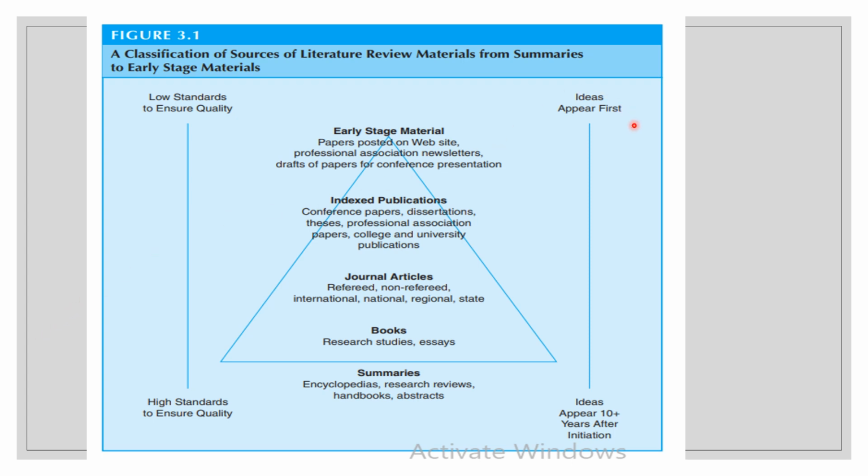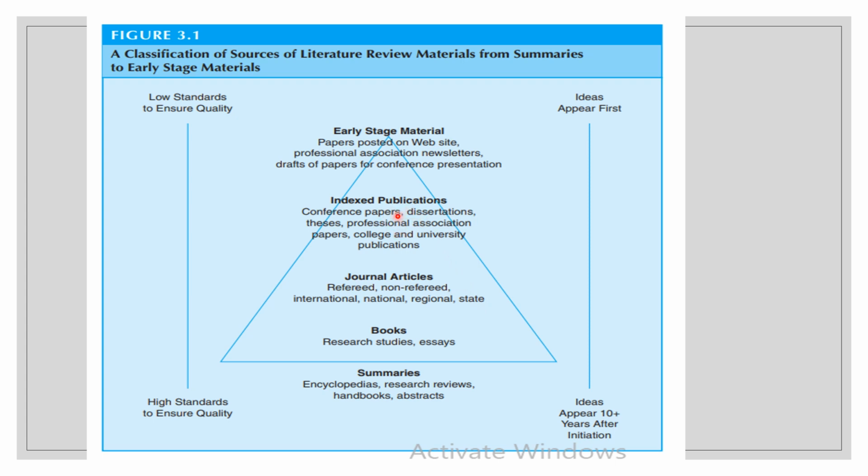So this is the triangle here, where the bottom information is the summaries taken from the encyclopedia, research reviews, handbooks, and abstracts. And then it goes narrower to books, research studies, and essays, and then on top of that, journal articles: refereed, non-refereed, international, national, regional, or state.